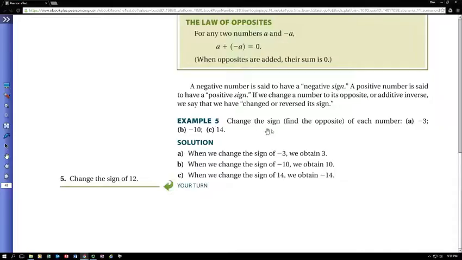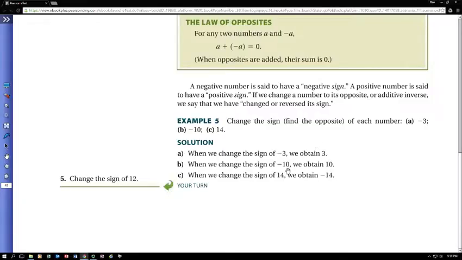Example 5, they want us to change a sign or find the opposite of each number. So what is the opposite of negative 3? Or another way to say, what is negative 1 times negative 3? Or what is the additive inverse of negative 3? Three different ways to look at that, which is 3, right?